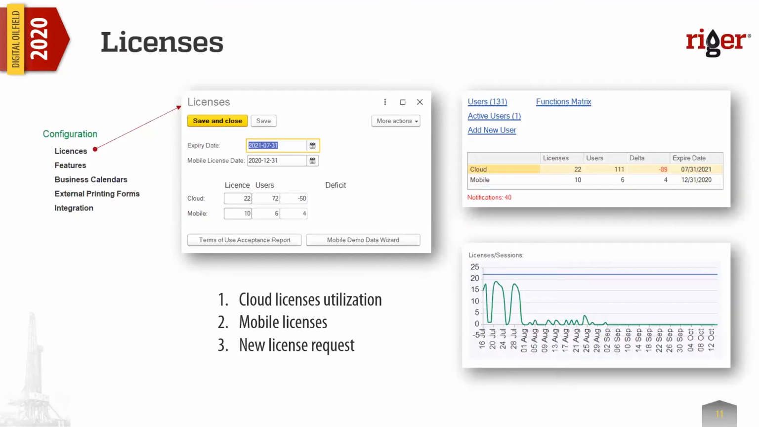Now, another interesting topic is the licenses, and it is also available for the RigER admin to see how many licenses are enabled in your configuration, how many licenses are used, both cloud and mobile licenses, and you see the expiry dates. The RigER admin is not able to change the expiry dates for both cloud and mobile licenses, but at least they can see where it is, and take precautionary actions to not overdo the expiry date, and the statistics about the license usage.